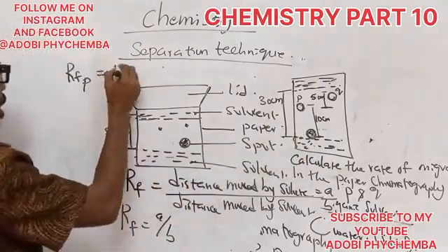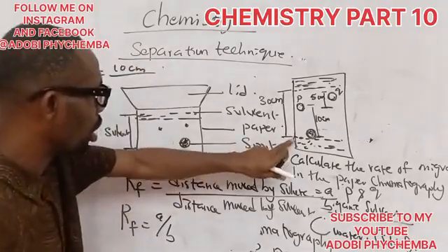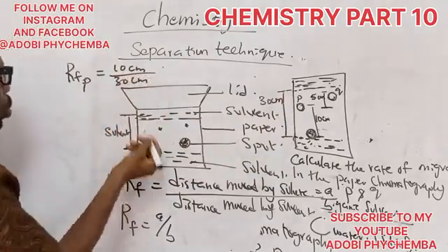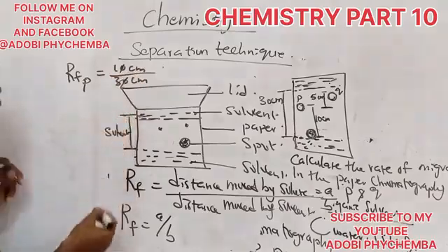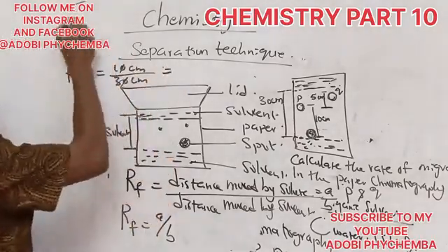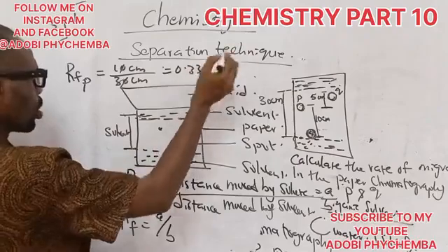So you now say 10 cm. It does not have a unit. The distance of the solvent from this place to this place is 30 cm. So what do you have? 0, 0. Is that also 1 over 3? So what will 1 over 3 be? This is 1, this is 3. I think that should be 0.33 something.